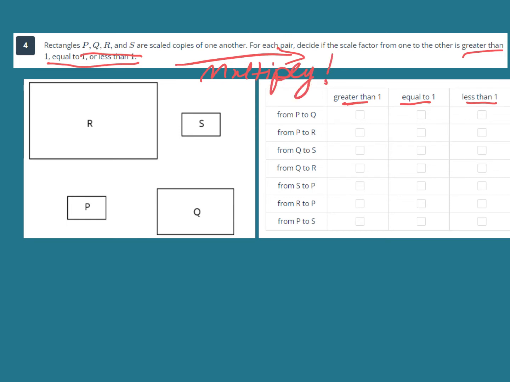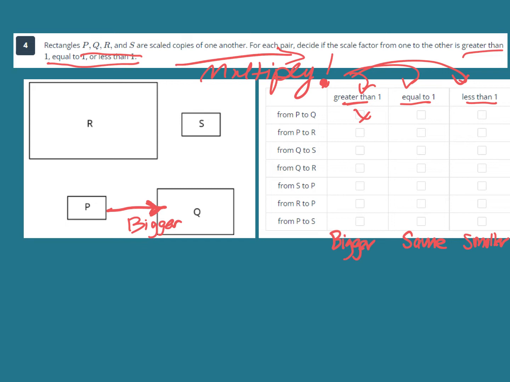So it's basically asking me, am I going to multiply by a number that's greater than 1, equal to 1, or less than 1? I don't need to know the actual measurements. I just need to know if it's going to get bigger, which means greater than 1. Equal to 1 means it stays the same. And less than 1 means it gets smaller, right? So from P to Q, this clearly gets bigger, right? So bigger, it's this one right here, right?